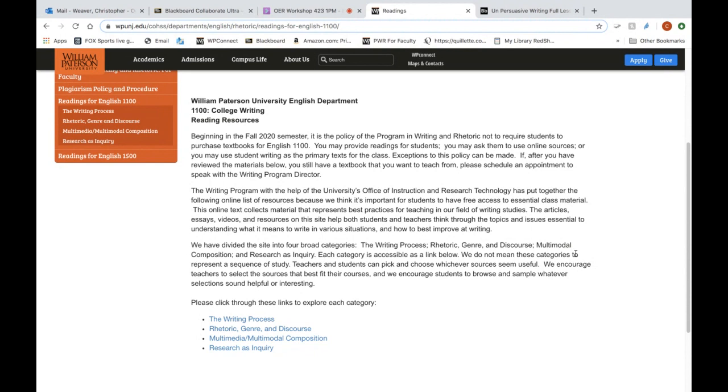There are also categories of readings that talk about multimedia, both using multimedia, using video and audio in the class, but also, if you're brave enough, having students compose in multimedia, having them create videos. And then the final category is about research. But I want to talk first about the writing process.